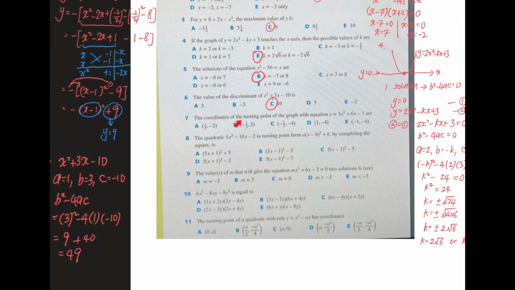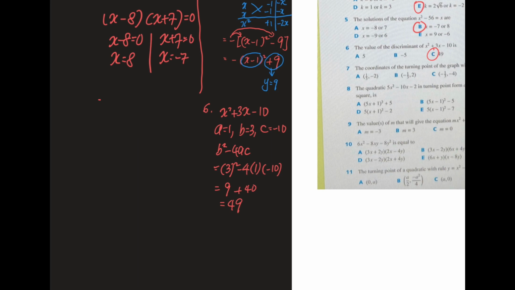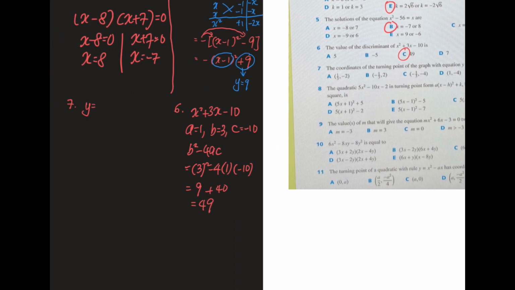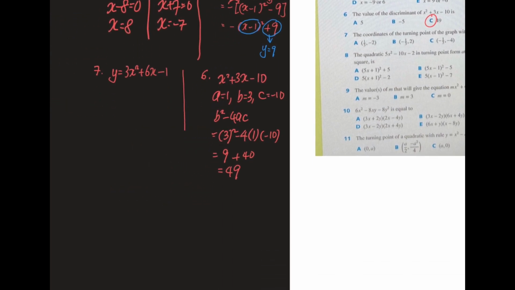Okay, then we look at number 7. The coordinates of the turning point of the graph with equation, this one. Okay, so you want to find the turning point, right? So we have to do completing the square. Completing the square for question 7. So let's do it at the side here. Question 7. Okay, question 7. y equal to 3x squared plus 6x minus 1.